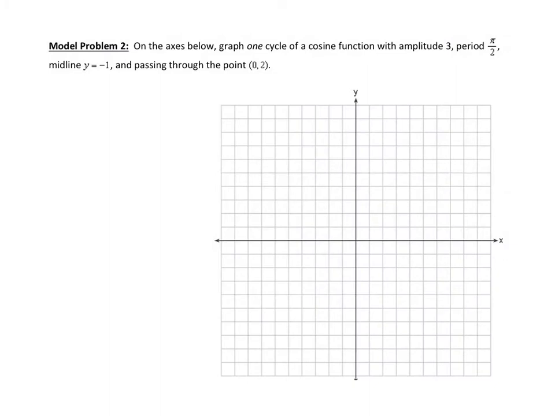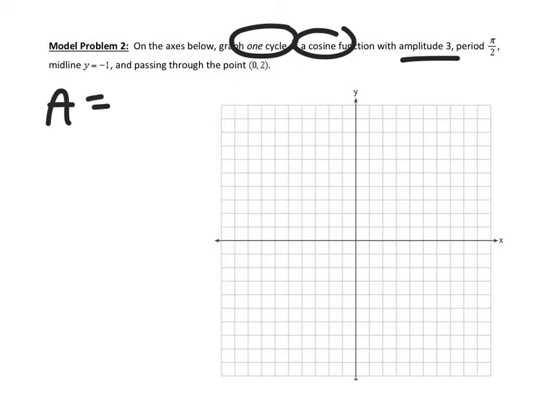All right. So again, I tried to make each of these a little more difficult. Graph one cycle of cosine, so we can do that. It has to be cosine. Amplitude is 3, so similar to what we just did. Amplitude is 3. Now the period is pi over 2.